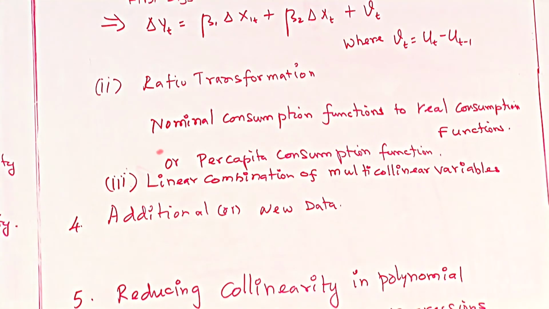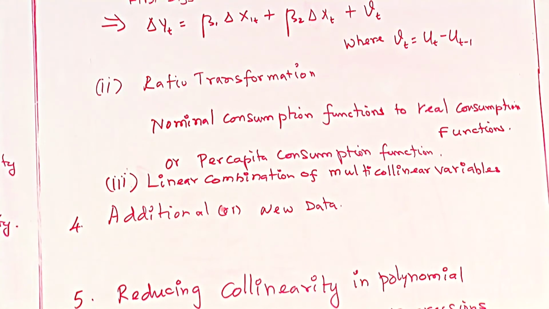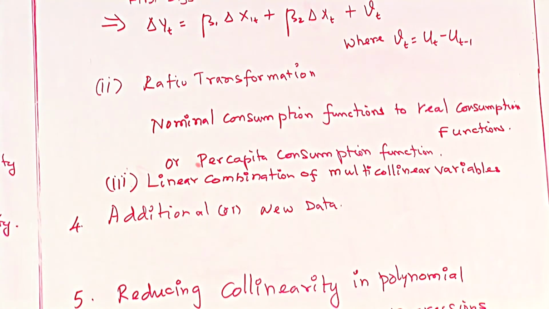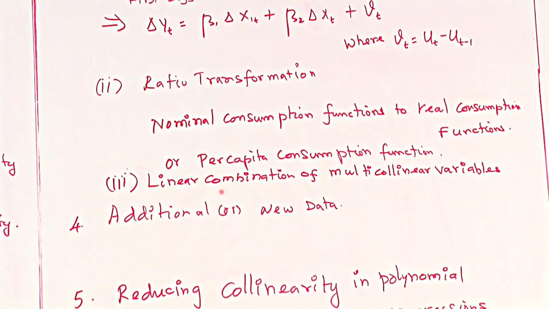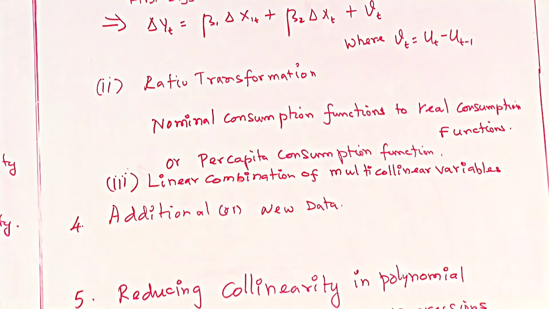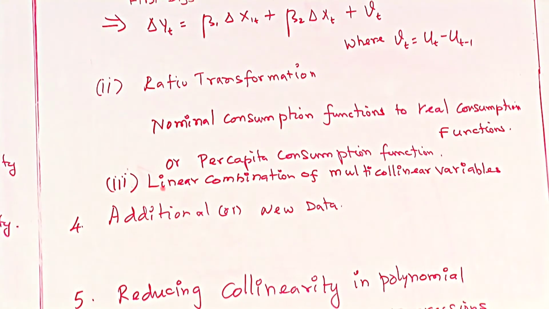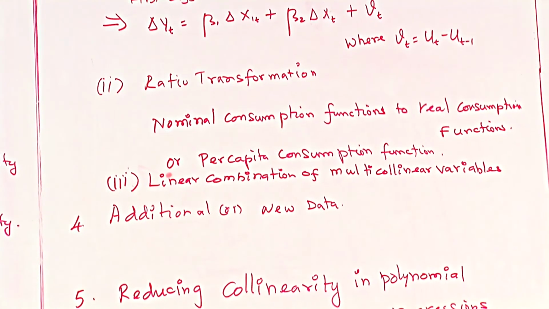And sometimes the linear combination of multicollinear variables may also be explored. If there is a chance and if it is theoretically tenable, we may think of finding the linear combination of the variables instead of having the variables separately, and we may combine the variables into one, and so the multicollinearity problem can be solved. So, these transformations can really help to address the problem of multicollinearity.